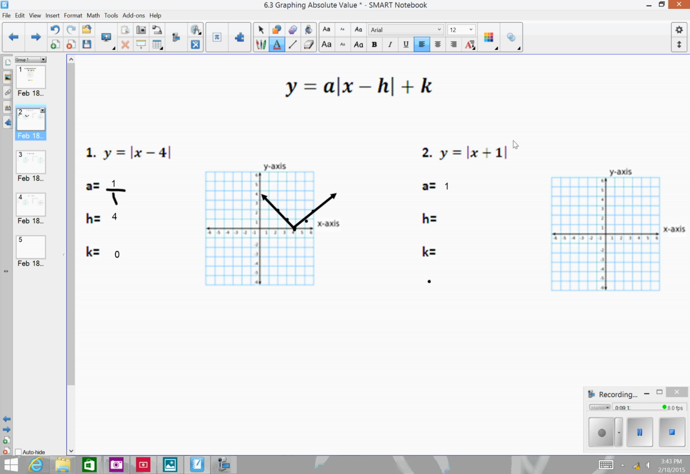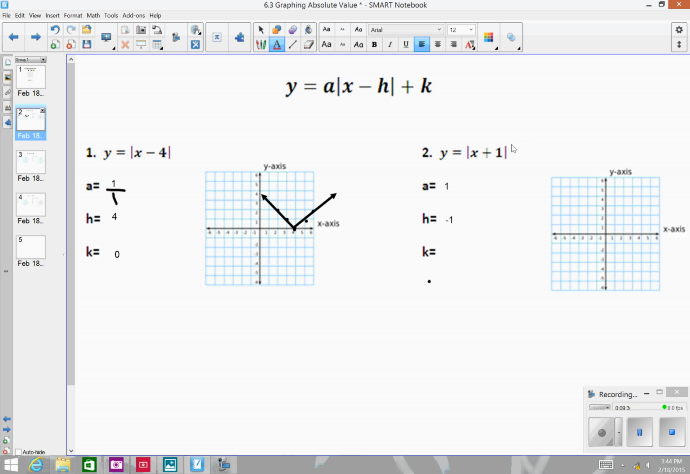Now, what's my H value? My H value is what's inside the absolute value brackets, and it's opposite of what you see. So if you see a positive 1, it's actually what type of 1? If you're thinking a negative 1, that's exactly what we need. So it's the opposite of what you see. So actually, our V isn't going to move right. It's actually going to move left 1.